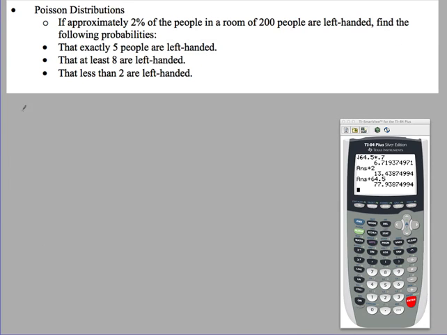Okay, Poisson distribution. For the Poisson distribution, you have to make sure you get the average in the same units as the x units that we're interested in. Okay, so approximately 2% of people in a room of 200 people are left-handed. Find the following probabilities.